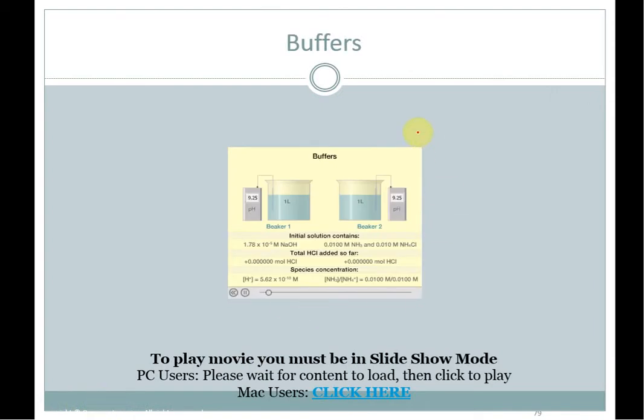Same thing, I show this video in class a lot. The idea here is that by adding in base, so here we have a strong base on this side, a weak base on this side. By adding in a small amount of strong acid, you're going to see a dramatic influence on the left and only a slight influence on the right. And that's because the one on the right is considered a buffer.